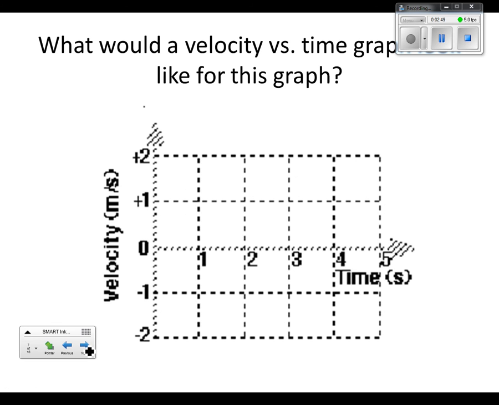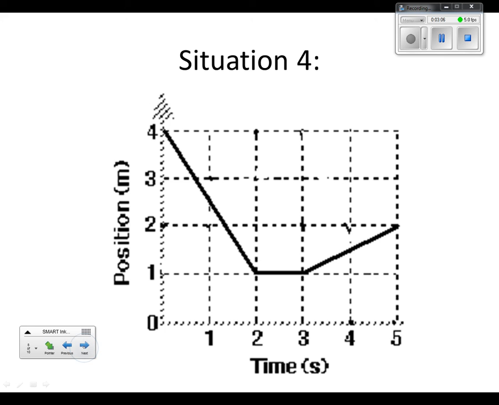So we come over here, our velocity versus time graph, and here's about 0.6. So it's going -0.6 for the duration of that time period. And that's as simple as it is. That's what our first worksheet is going to be.